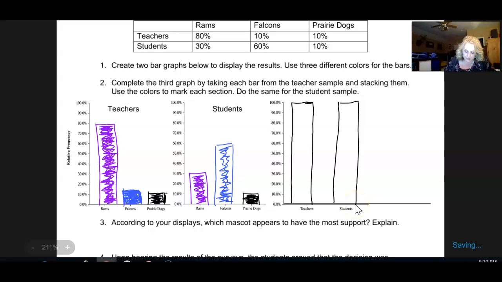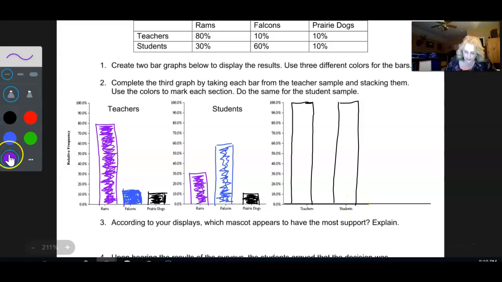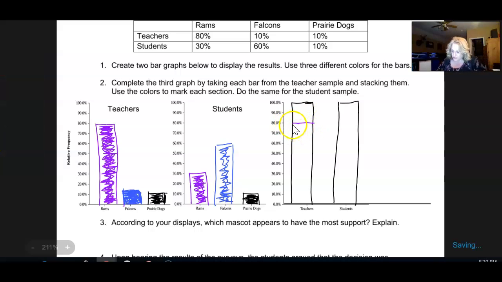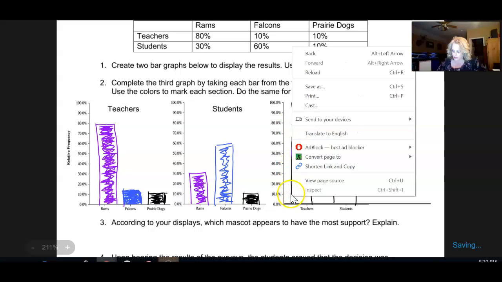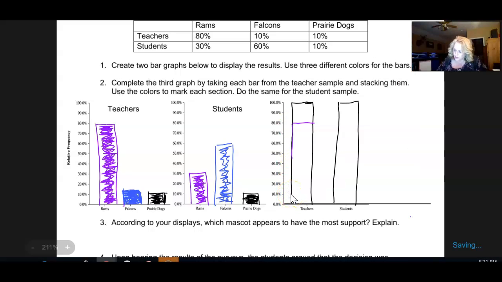So for Rams, it was 80% on the teachers. And so, you know, I can outline that now. Whoa, I have a clicker on my pen and I'm always hitting it. Okay, so there's the Rams. Okay, and then for the students, 30% said Rams. We're going to put that in.